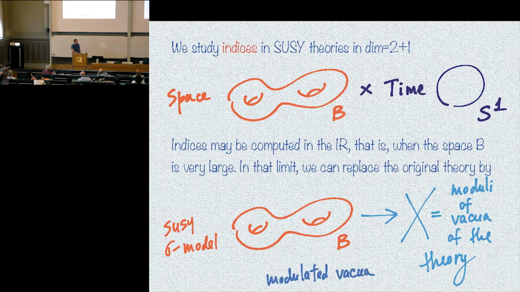In particular, you can compute it in the infrared, which means your B gotten very, very large, and the states in your theory for B very, very large have to be almost the states in the infinite volume, that is to say vacuum, but slowly varying as a function of space. So this is like modulated vacuum. And so then instead of some theory we don't know, we can think about a sigma model with target the moduli space of vacuum of your theory.